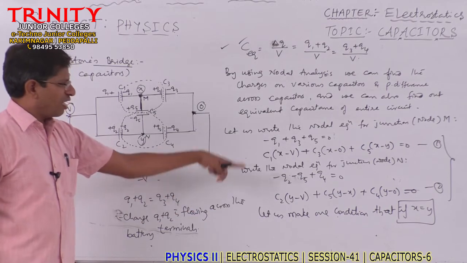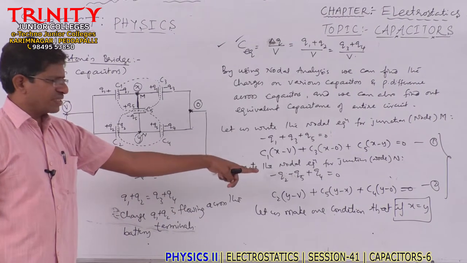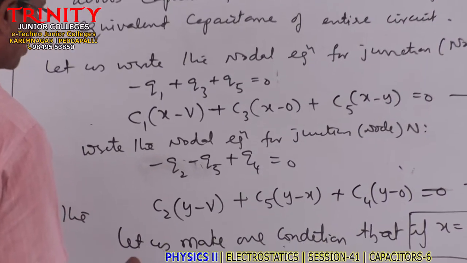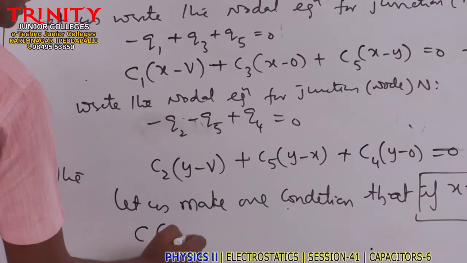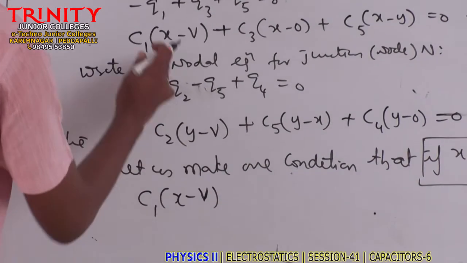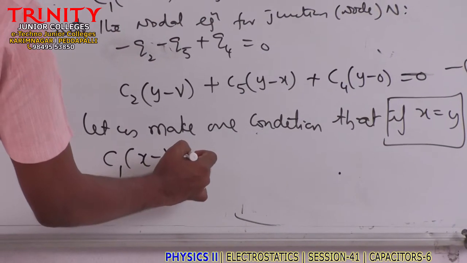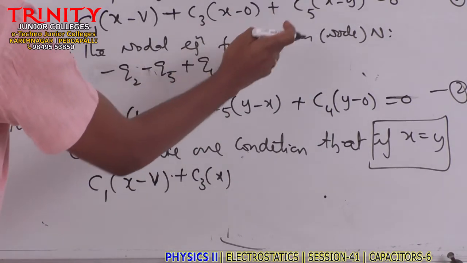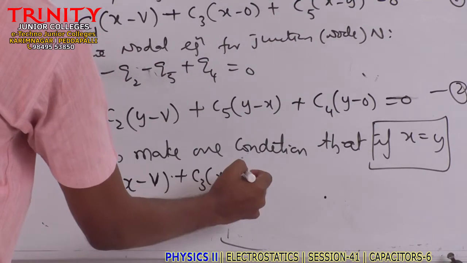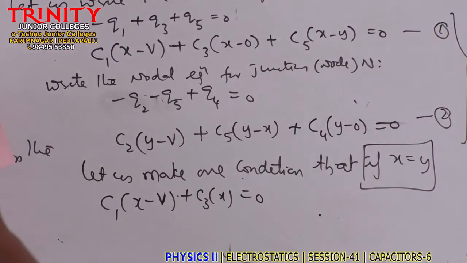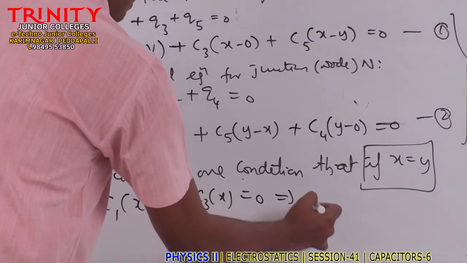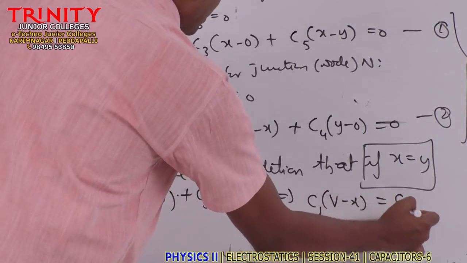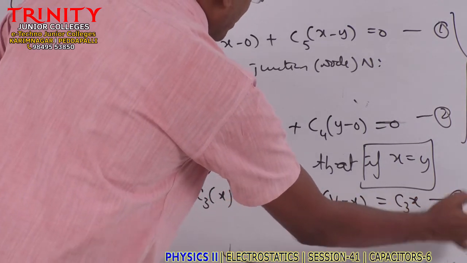So let us see what will happen to these equations 1 and 2 now if X equal to Y. So let me write them. C1 into X minus V, I am not changing this, plus C3 into X minus Y, X equal to Y is 0, therefore 0. Or you can write C1 into V minus X equal to, you can write C3X. Let me write this is equation 3.